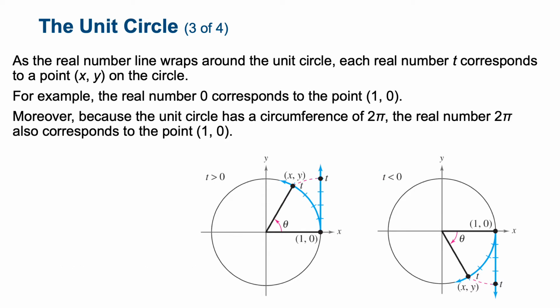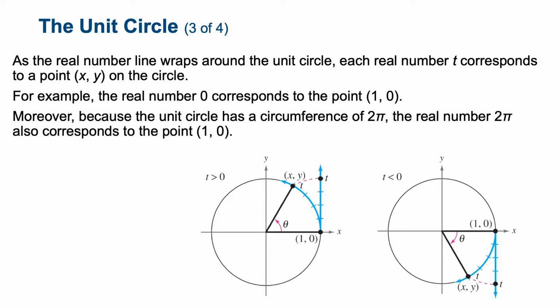As the number line wraps around the circle, every number t, any number that you can think of that's real, corresponds to some point x, y, right? Because it's on the xy plane, right? So let's say, for example, here, 0 corresponds to 1, 0.